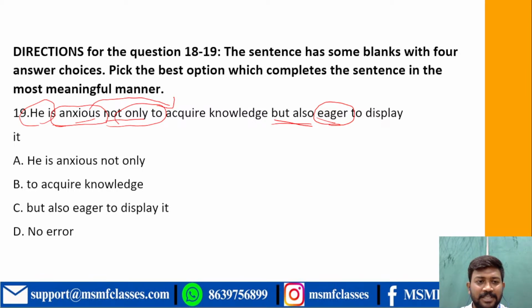I think you didn't understand the explanation. Let me tell you once again. Not only but also are the two correlative conjunctions. If you are stating two things about a person, he, then by using not only but also, it must be after them only. He is not only anxious, then after but also eager to. This is the error they have made here. Now let's move to the next question.